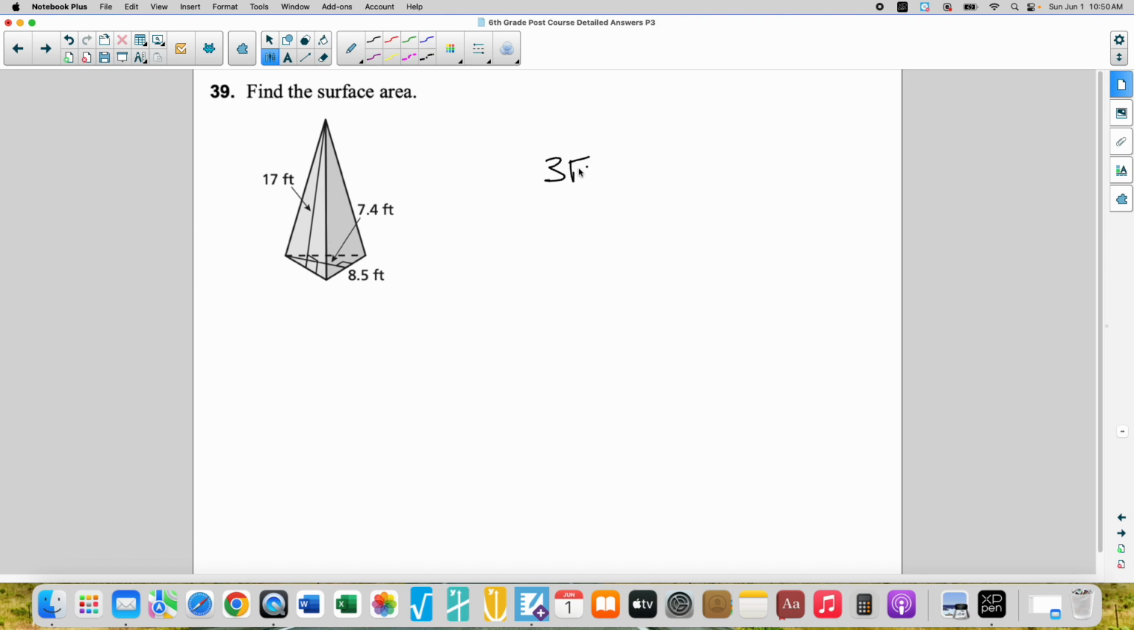So we have 3 faces plus the 1 base as the surface area. And those faces, the left, right, and the back, are all triangles. So technically we have 3 triangles. The area of a triangle is base times height divided by 2. So of the triangles, we have a height of 17 feet.